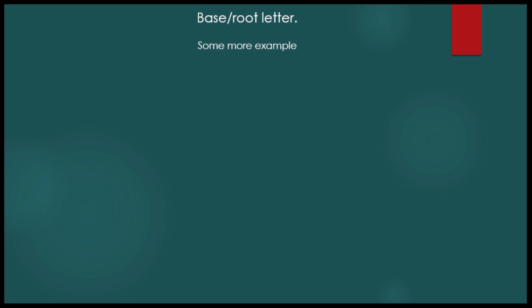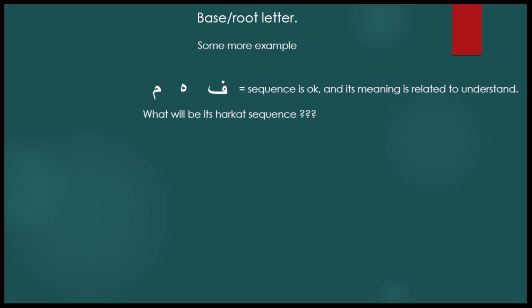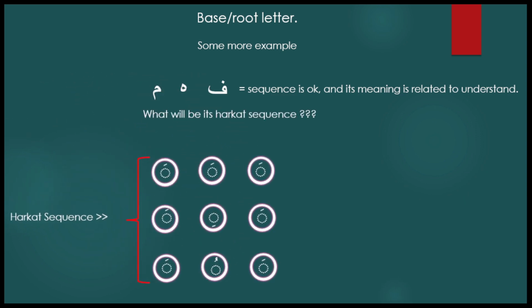Now let's see one more example. These three root letters: Fa, Ha, and Mim. The sequence is correct. Now what will be the harkat sequence? Any one of these three. Either it could be fahama, or it could be fahima, or it could be fahuma. So which one is true? This or not? This or not? So the middle one is the correct one. Fahima means to understand. Let's see one more example.